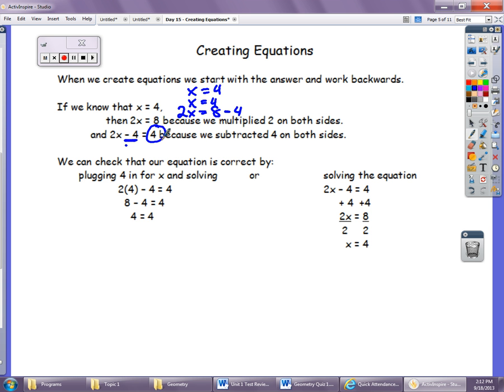Then we can also check that our equation is correct by, one, plugging in our answer. So if we have x equals 4, we can plug in our 4 and it should give us a correct answer. So you plug in the 4, 2 times 4 is 8, 8 minus 4 is 4. It's correct. Or we can solve our equation, add 4 to both sides, divide by 2, and x is equal to 4. So there's two ways to check it. When we're creating our equations, all we're doing is working backwards, starting with the answer and developing our problem backwards, but making sure whatever we do to one side, we have to do to the other side.